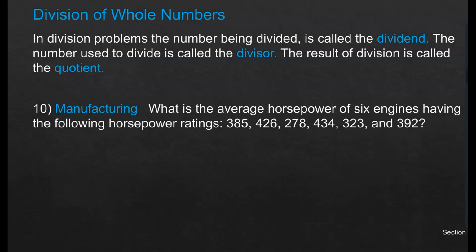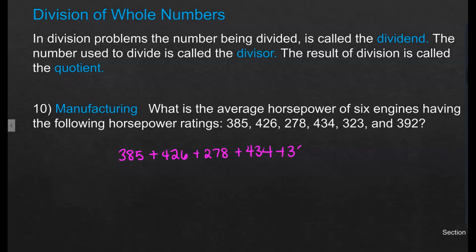Now on this one, it's manufacturing, and it says, what is the average horsepower of 6 engines having the following horsepower ratings? So we've got these ratings. Average means that we are going to have division, but first we add them up. So one way we can write that out is just to write out all the numbers and then put a fraction bar underneath to show that we're dividing, because remember, a fraction bar means division also.